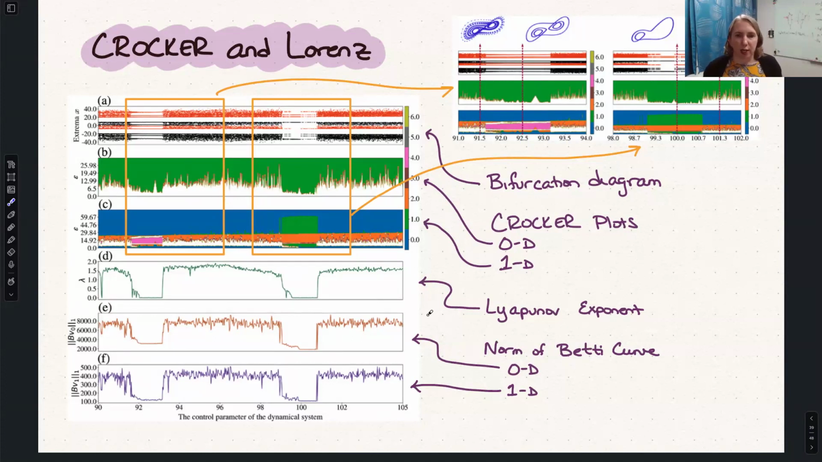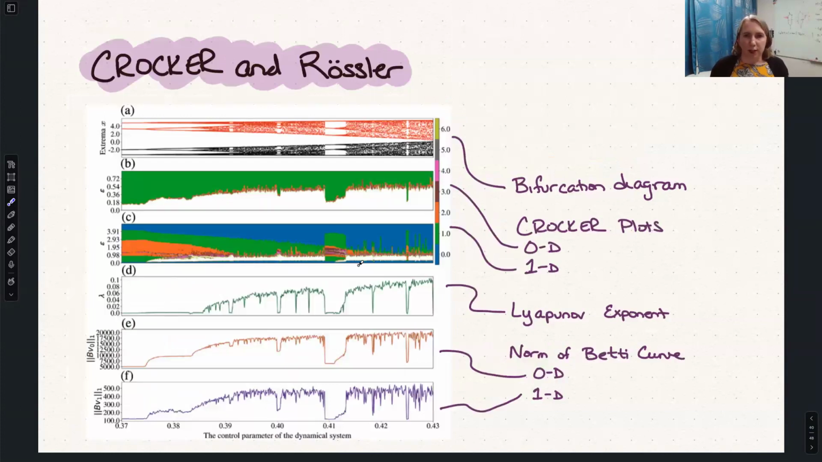One of the ways that we did this was by checking the norm of the Betti vector. So essentially just summing up vertically and seeing how these go together, and then saying things about how close the relationship is between those two things. For time, we did it for Rossler, but it's essentially the same idea.